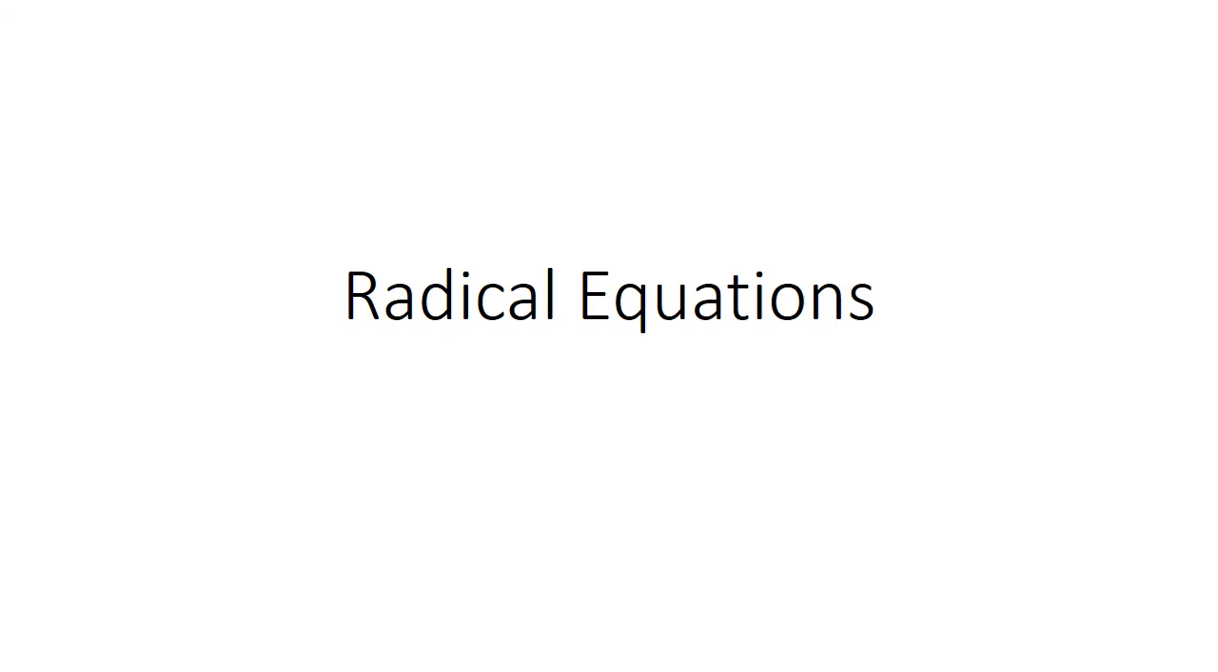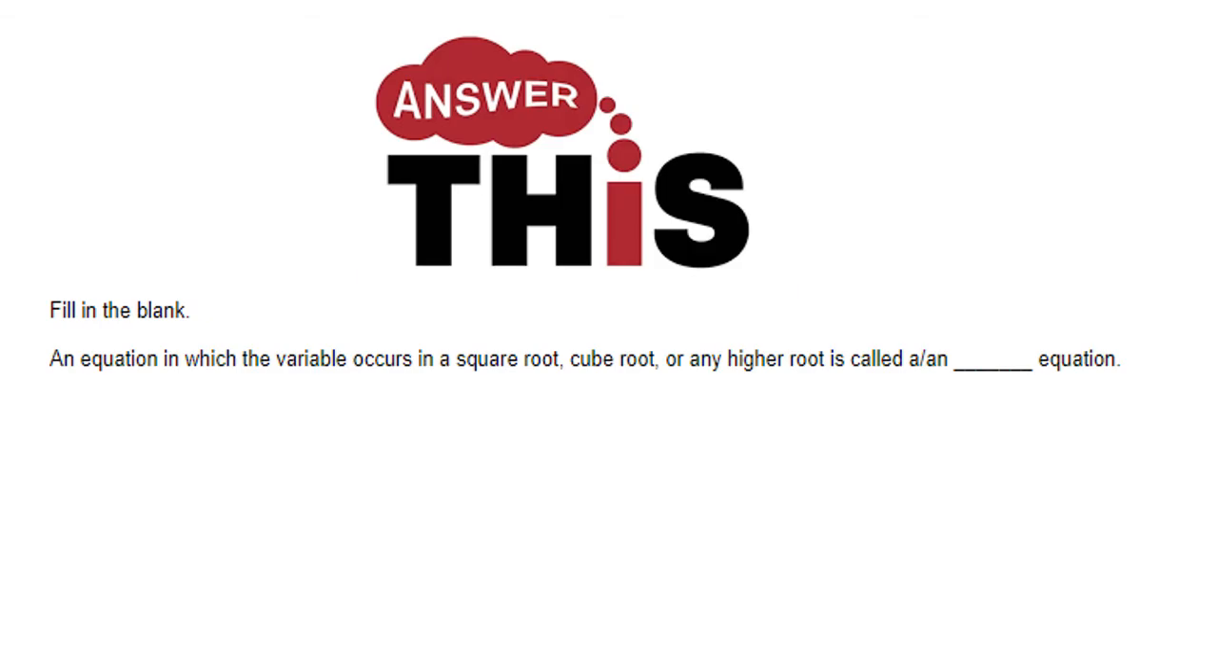Let's take a look at how to solve radical equations. First, consider a couple of questions. An equation in which the variable occurs in the square root, cube root, or any higher root, such as the square root of x plus 3 equals 5, is called a radical equation. So our equations will look like this one.